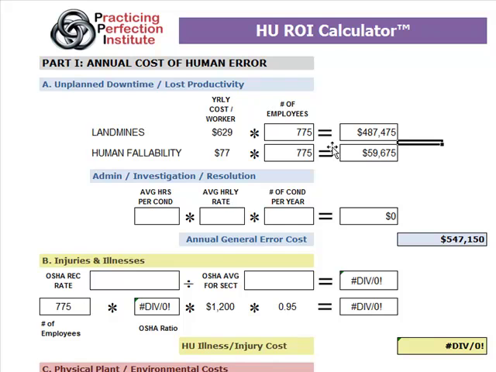Now, in most organizations, when we have an error or event that goes beyond a certain threshold, we do some type of investigation. There are some administrative costs, some resolution costs, and those sorts of things. So that's what this next part is designed to calculate. You'll notice here it says average hours per condition. We use the term condition to identify any one of those errors that rises above the threshold where you're going to want to do an investigation. That's its intent here in the calculator.